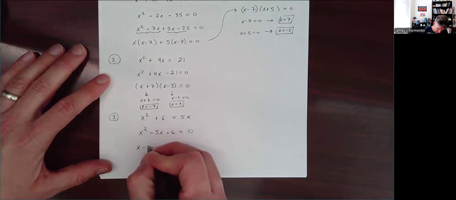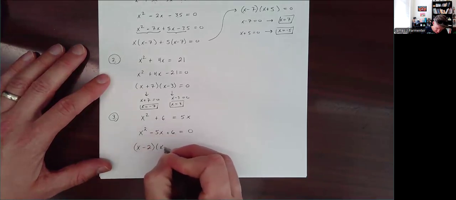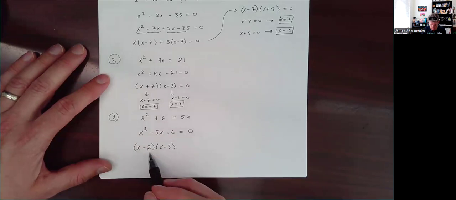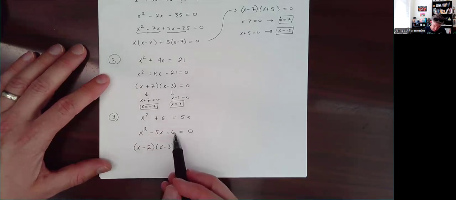So I'm going to get x minus 2 times x minus 3. And yeah, notably, negative 2 times negative 3 is positive 6. Negative 2 plus negative 3 is negative 5.